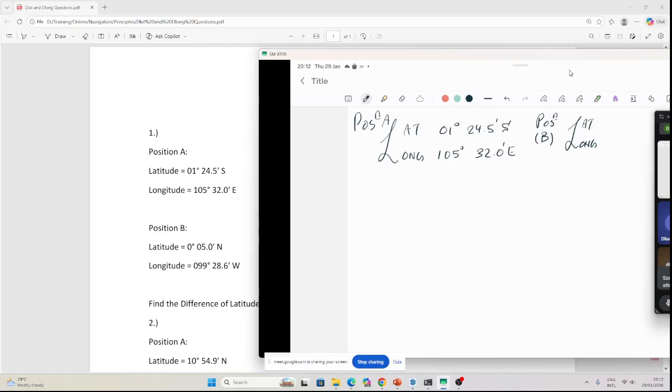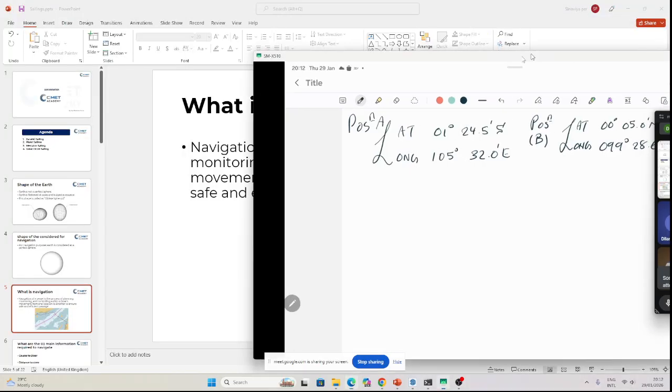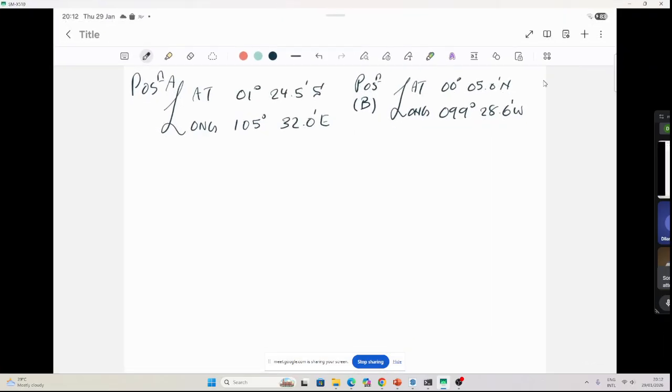Wait until I write this one, then I will show you the full screen. 00 degrees 05 decimal 0 minutes north, 099 degrees 28 decimal 6 minutes west. So, okay, right. Can you all see what I'm writing? Yes, sir.